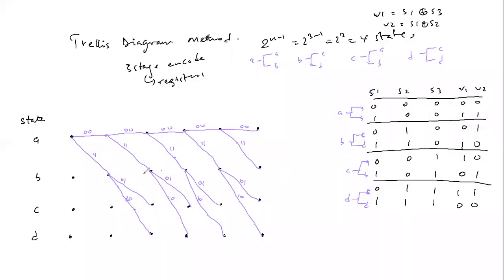Now from C, we can move to A. So we can move from this state to this state. These are all states, right? These are all states.